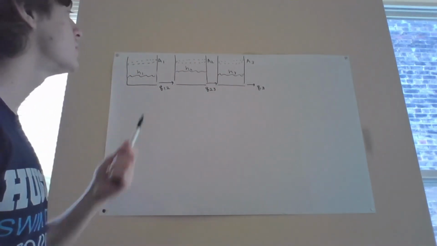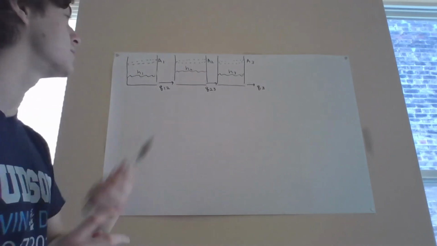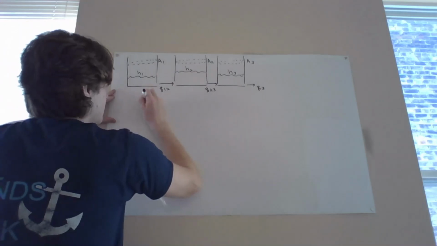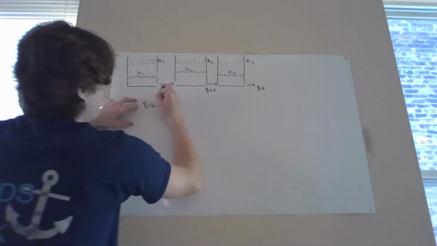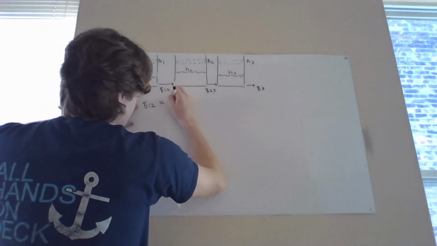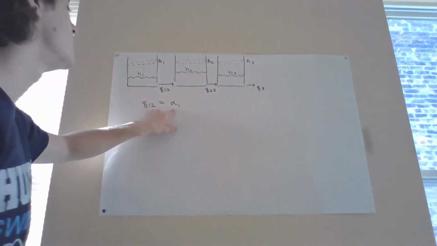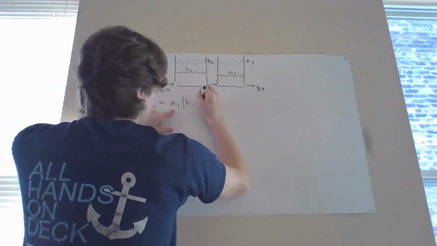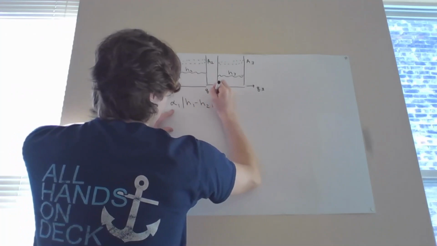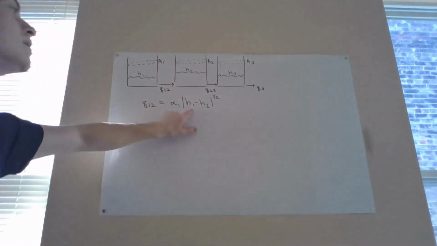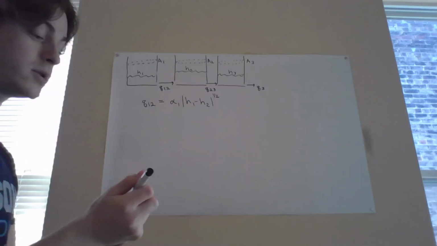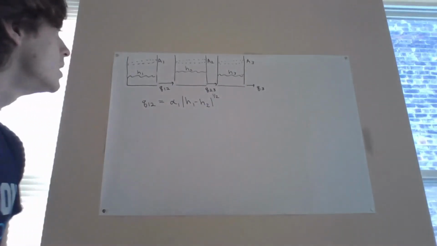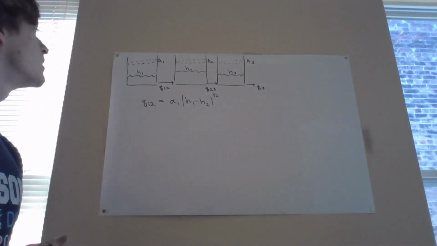So now I'm going to start to define the flow rates between each tank. So for tank 1, the flow rate between tanks 1 and 2 is equal to some proportionality constant times the square root of the difference between the tank heights. So it'll be the square root of the height of tank 1 minus the height of tank 2. I put this in absolute value bars because we are taking the square root of it, raising it to the 1/2 power, and so this will ensure it's never negative.